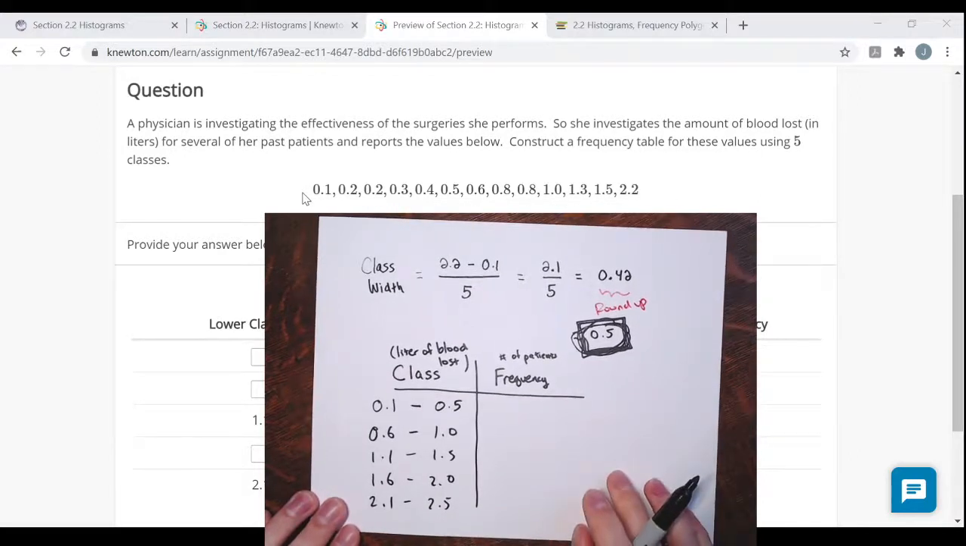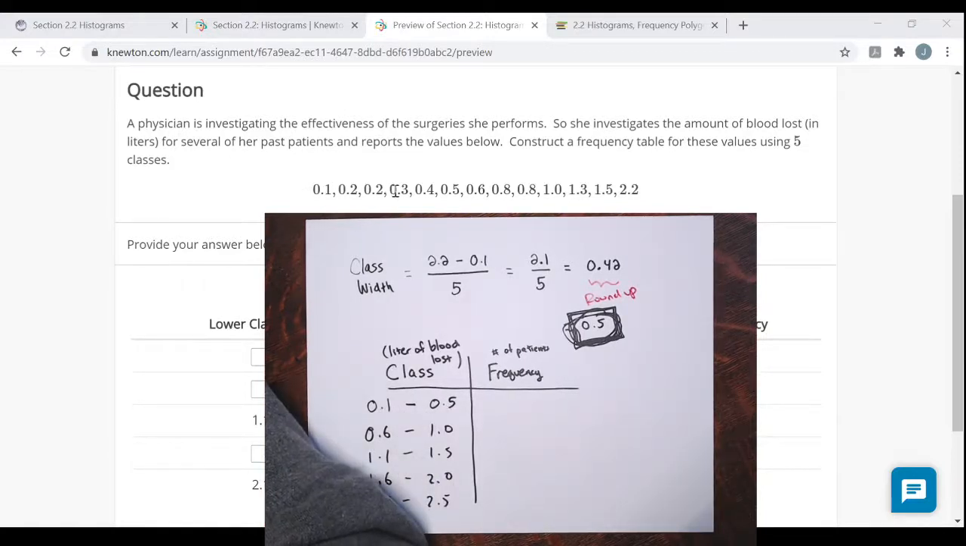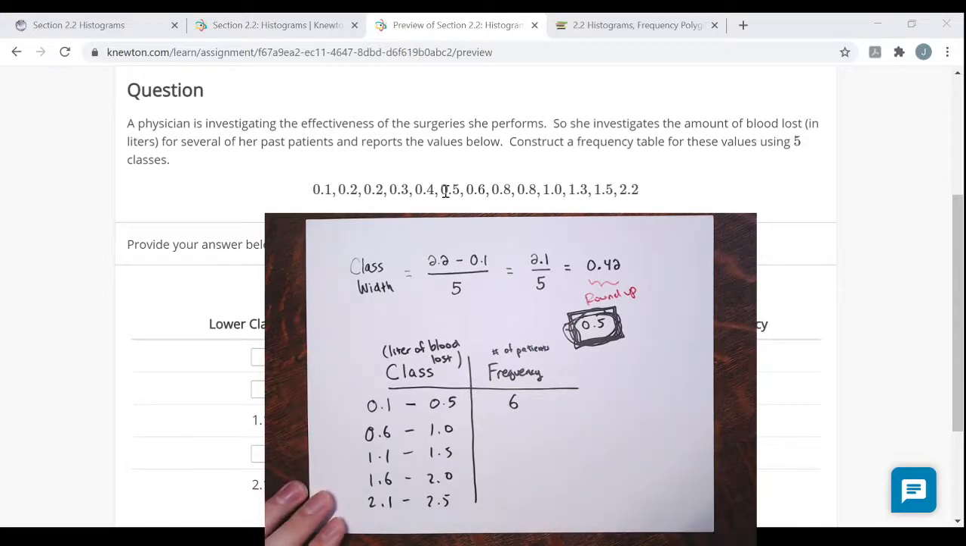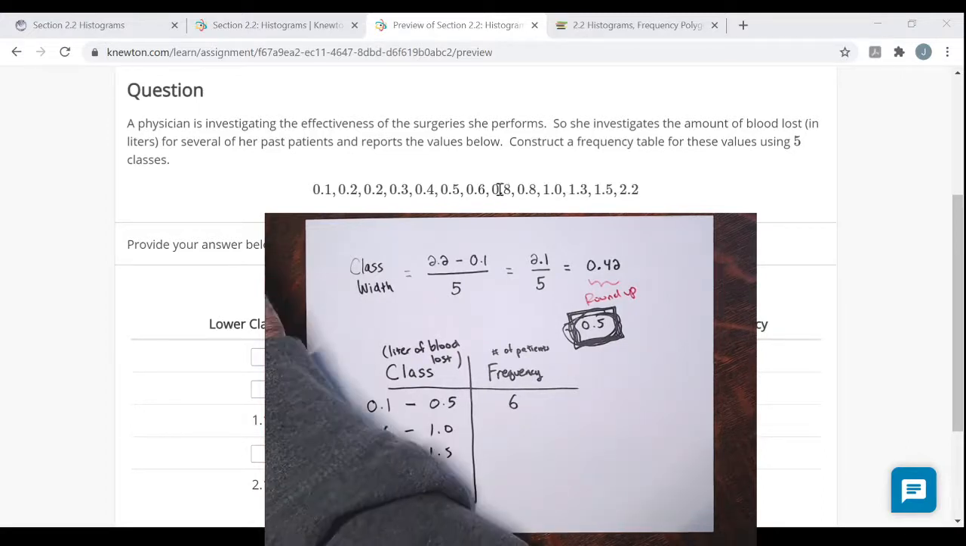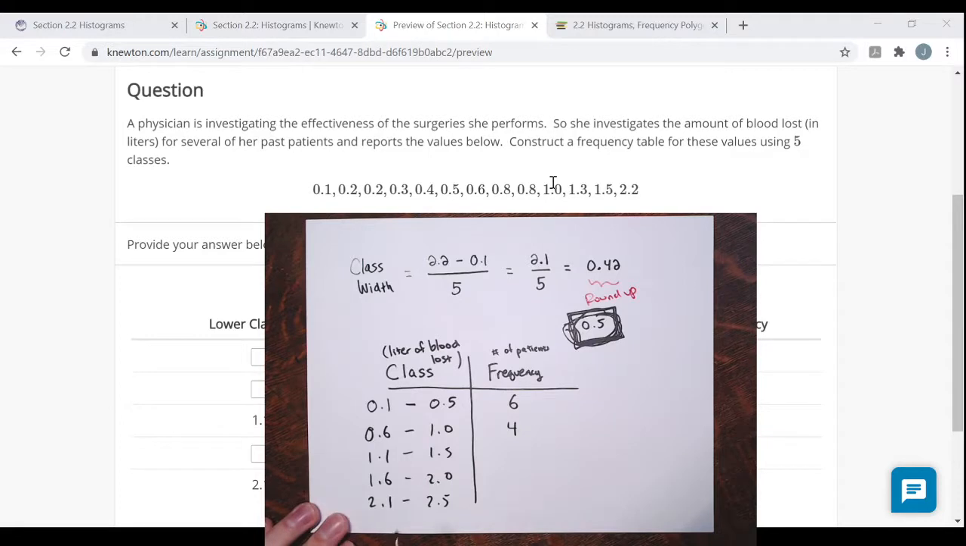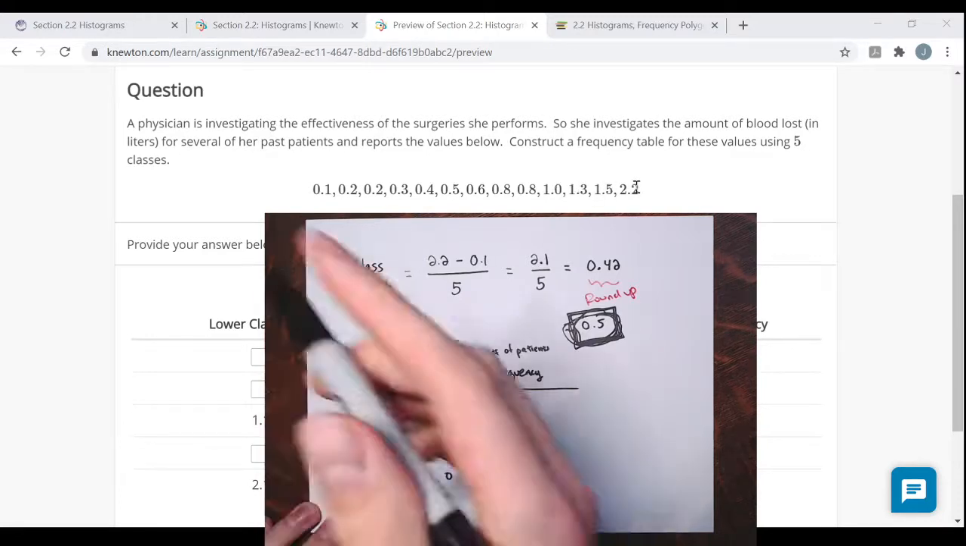So how many values are from 0.1 to 0.5? We have 1, 2, 3, 4, 5, 6 of them. From 0.1 to 0.5, there are 6 values there. So when I make my histogram, there's going to be a bar with 6, that's 6 high. From 0.6 to 1.0, there's 0.6, 0.8, 0.8, 1.0. There's 4 of those values. Then 1.3 is too big. From 1.1 to 1.5, we have 1.3, 1.5, then 2.2 is too big, so 2 of those.